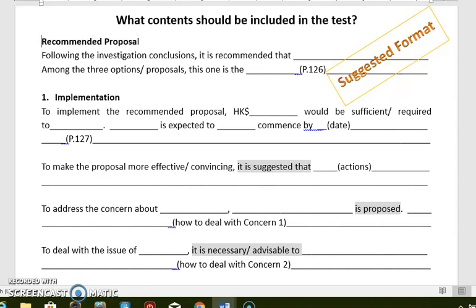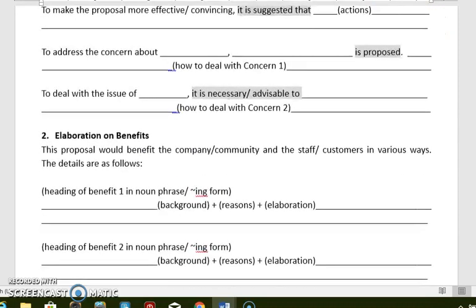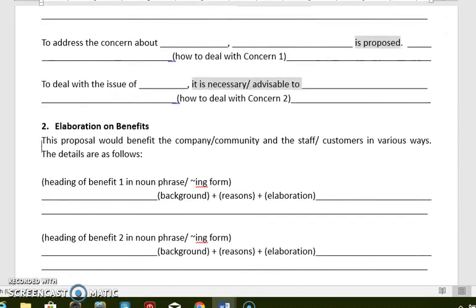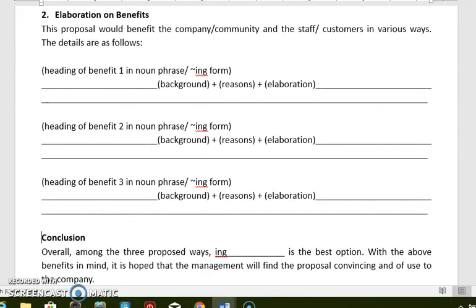Namely, number 1, recommended proposal. Second section, implementation. Number 3, elaboration on benefits. And number 4, the last paragraph, called conclusion.